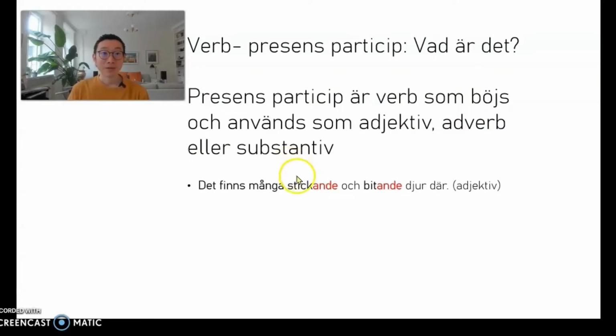Här har vi några exempel. Here we have some examples. Det finns många stickande och bitande djur där. Här använder vi dem som adjektiv. There are many stinging and biting animals there. Actually, in this context, djur, we are referring to insects. But in Swedish, we call them djur, animals, also. Han går sjungande därifrån. He goes from there singing, or he goes singing from there. Now, sjungande is used as an adverb to describe how he goes.